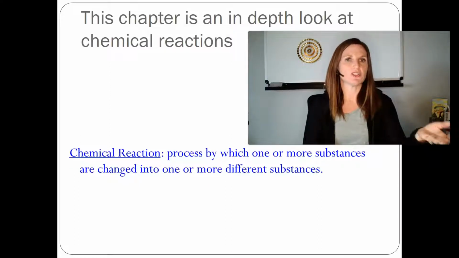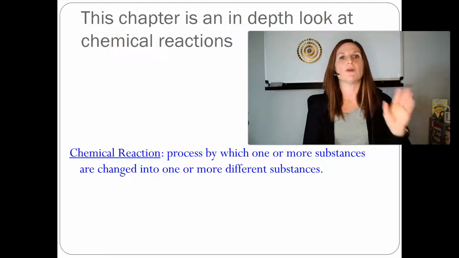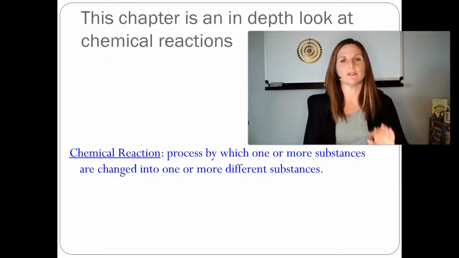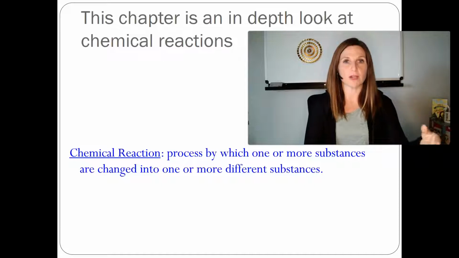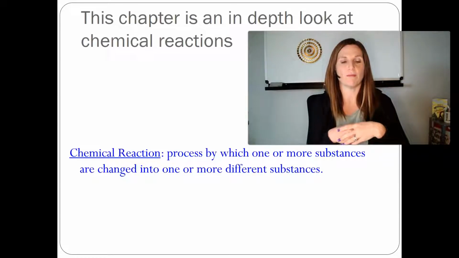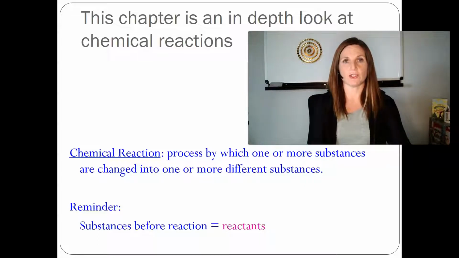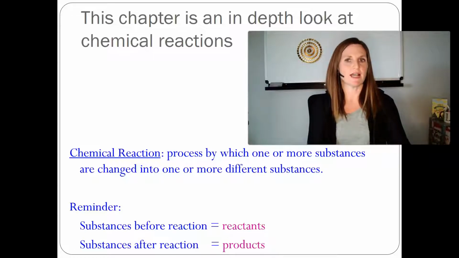So this is not just like ice melting. That's a physical change, but we're instead talking about chemical changes. So this is things burning, this is different ions coming apart and coming back together to form new compounds. Just as a reminder, when we do these reactions, the substances that come before the arrow, or that start out the process, are called reactants, and the substances that come at the end are called products.